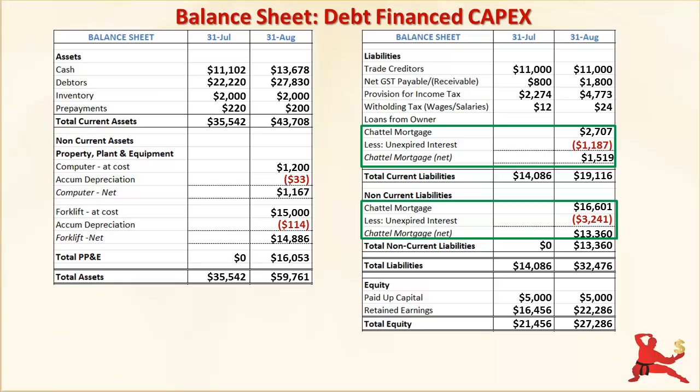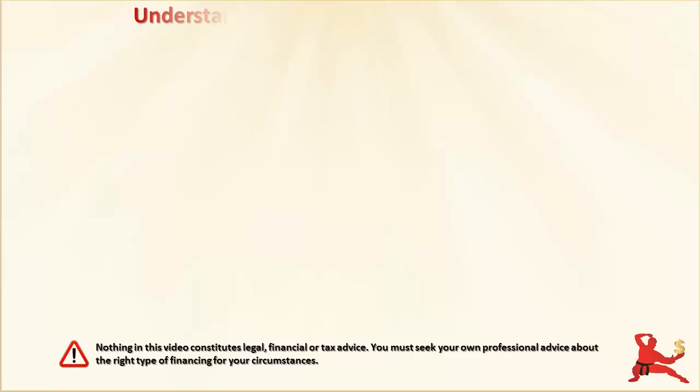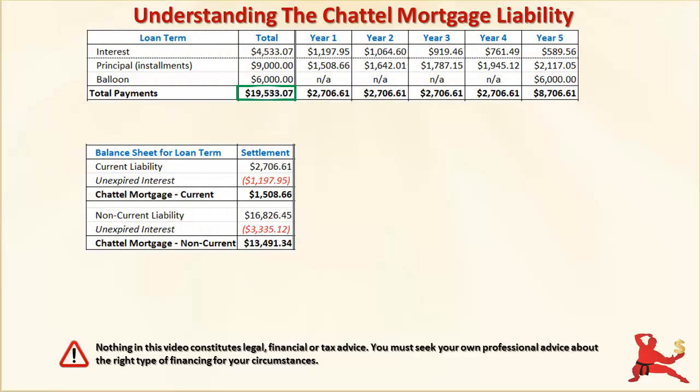A gross amount which is reduced by something called unexpired interest to give you a net amount owing under the chattel mortgage loan. The gross amount owing for the chattel mortgage is $19,308, but you only borrowed $15,000. So what's this about? Under the accounting standards, the total of all the installment payments are put onto the balance sheet. So when the chattel mortgage loan starts, you will have $19,533 shown as the gross amount of debt under the chattel mortgage on your balance sheet.